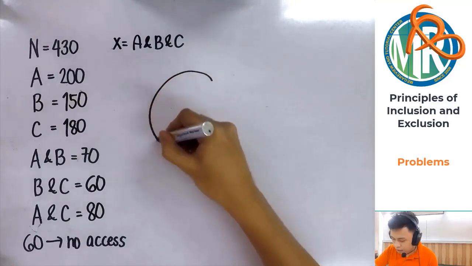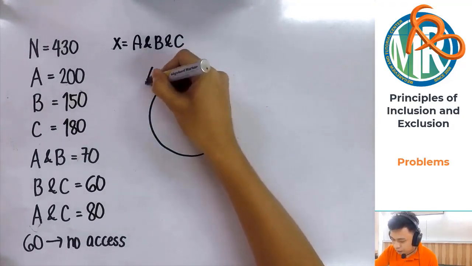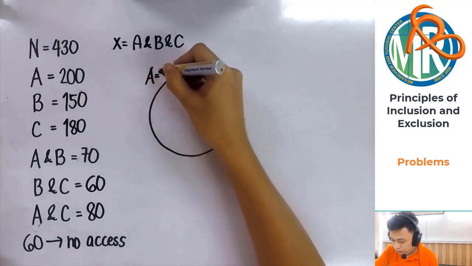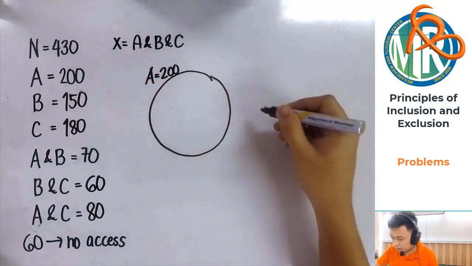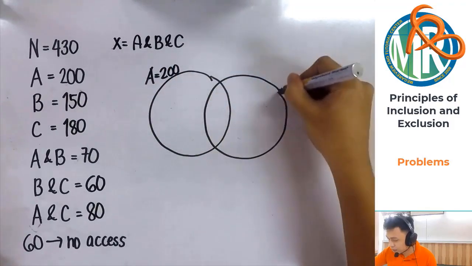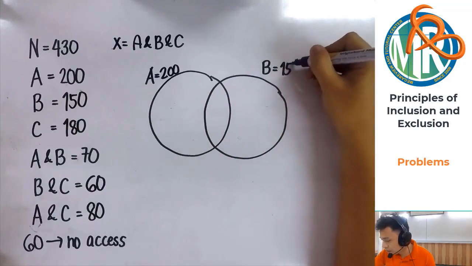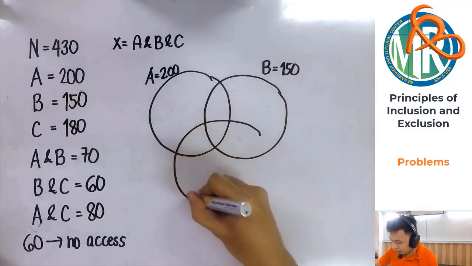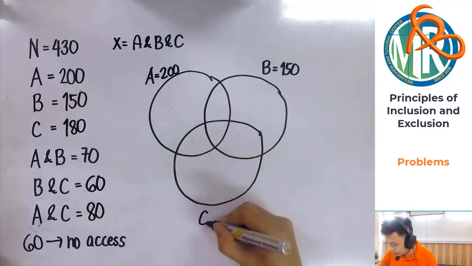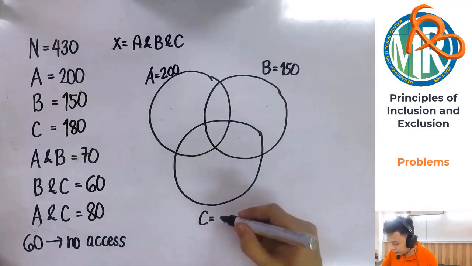So, let us say, guys, ito yung set A natin. So, we have a total of, this is equal to 200. So, dito naman si set B. So, ito naman, this is 150. And for set C, ilagay natin dito, this is equal naman to 180.